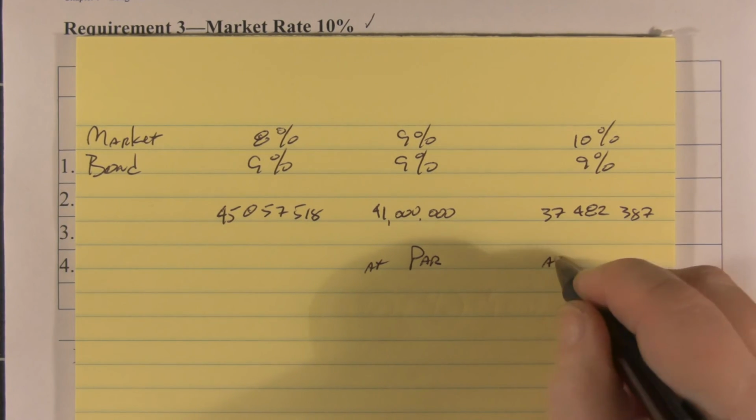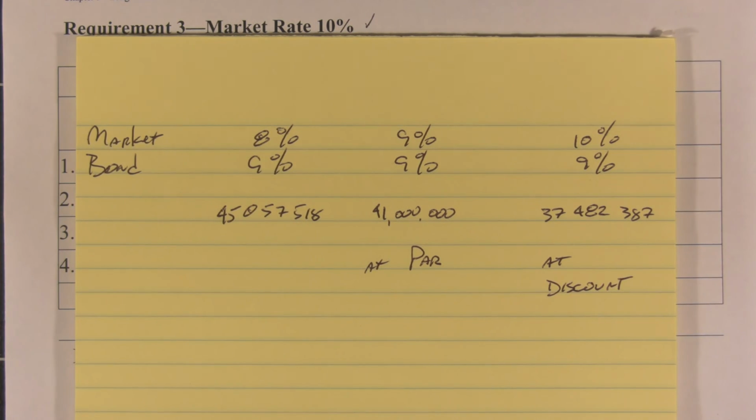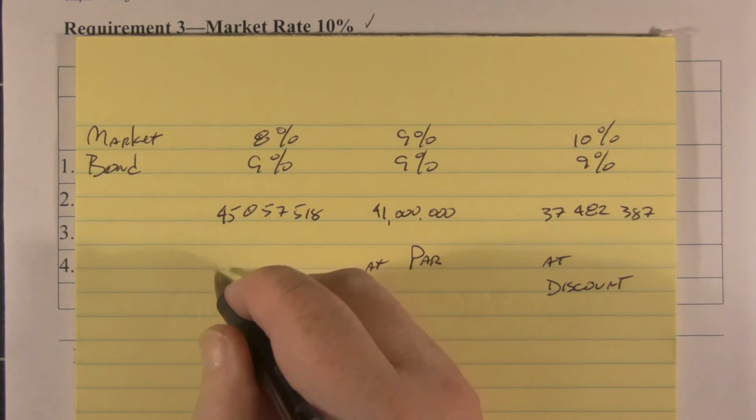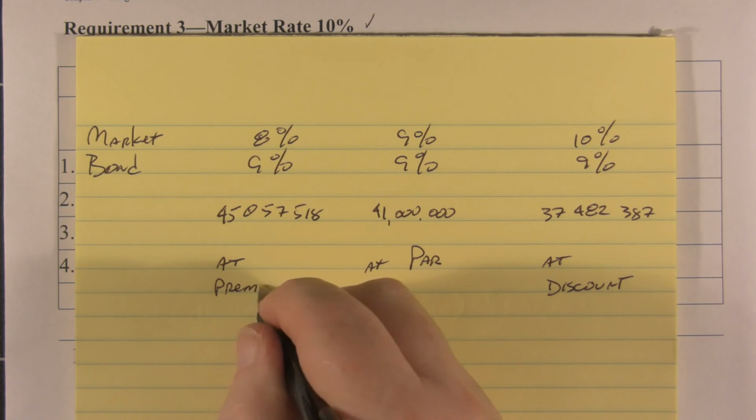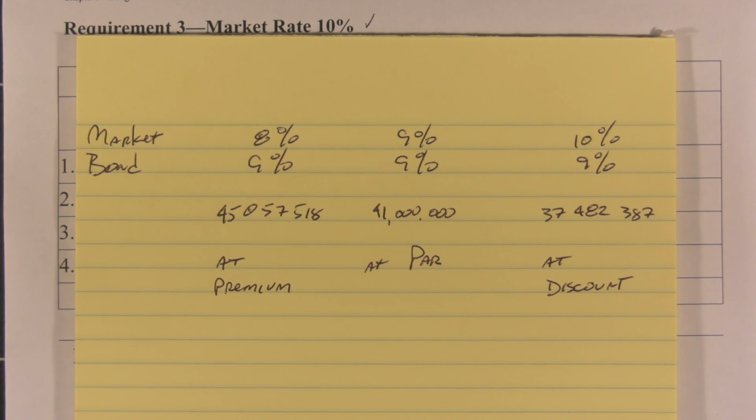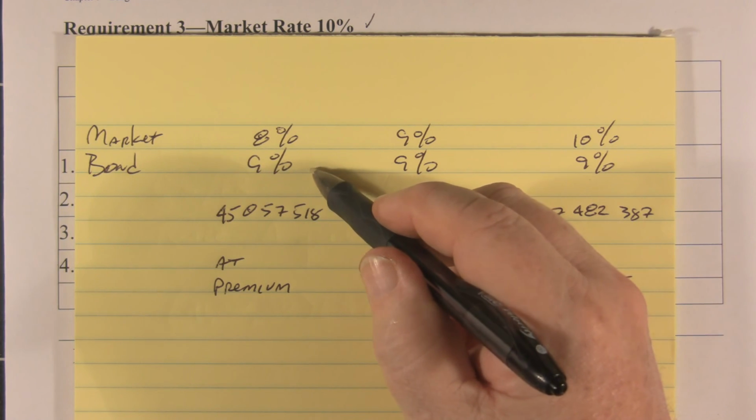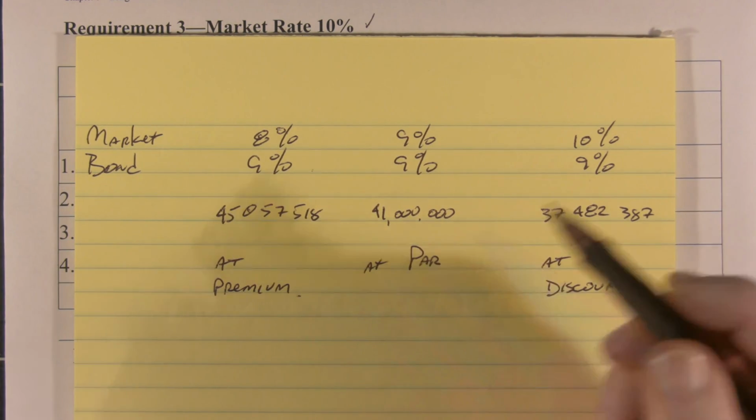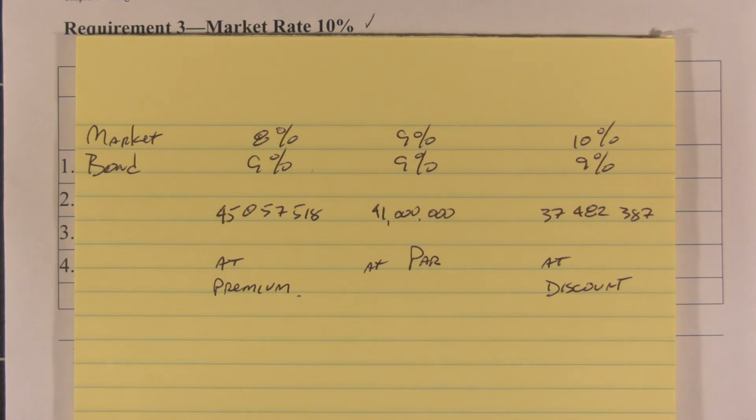This is called selling at a discount because we marked our price down so people wanted to buy it. And this is a bond sold at a premium. There are the three scenarios. That's how you figure them out. If the market rate is less than the bond rate, we'll sell for a premium. If the market rate is more than the bond rate, we'll sell for a discount.